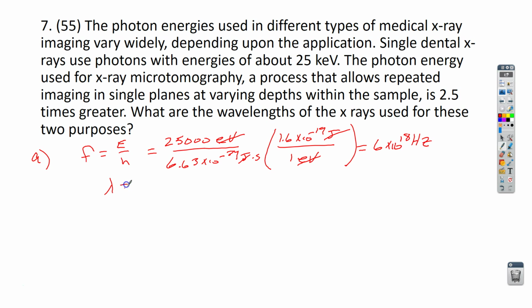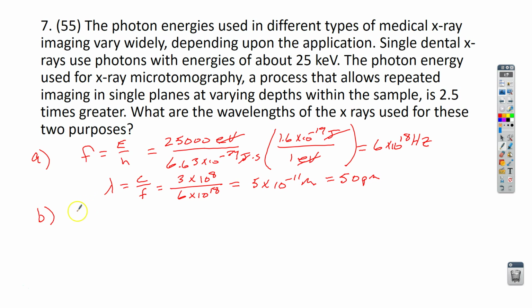We also need to find the wavelength then. Remember, wavelength is just c over frequency. So this is 3 times 10 to the 8th, all divided by the frequency, which is 6 times 10 to the 18th, what we just got. And so we get 5 times 10 to the negative 11th meters. But remember, we usually do these, let's do this one in picometers. So this would be 50 picometers. So 50 picometers, really small.